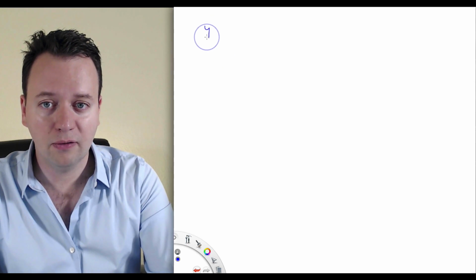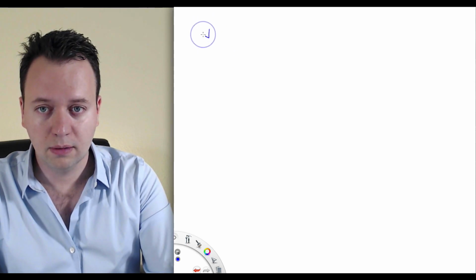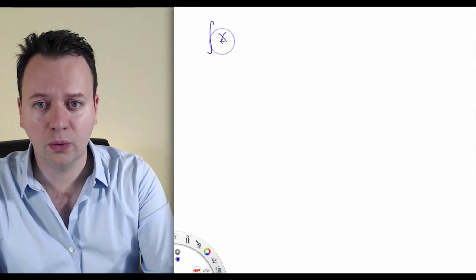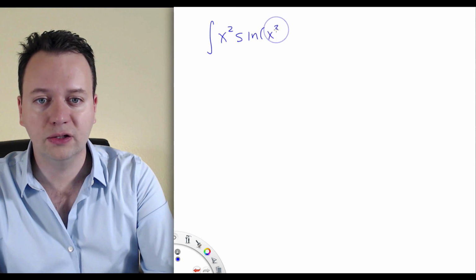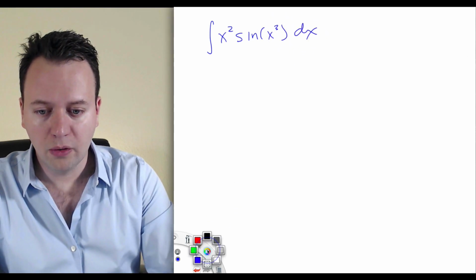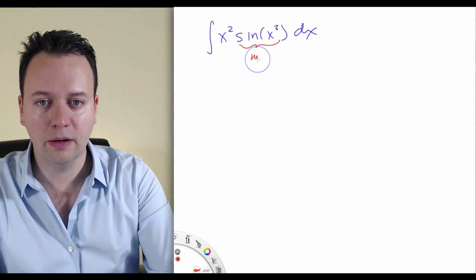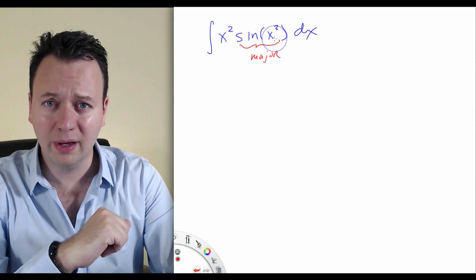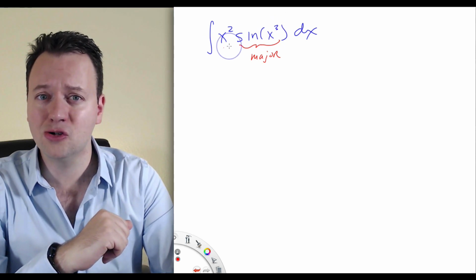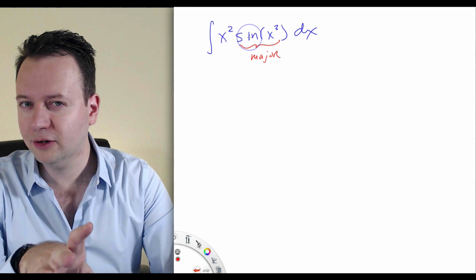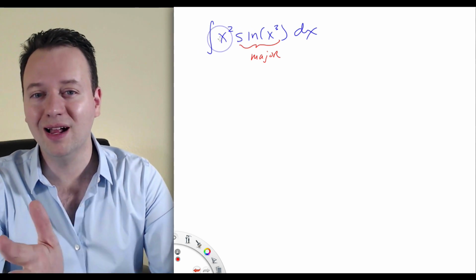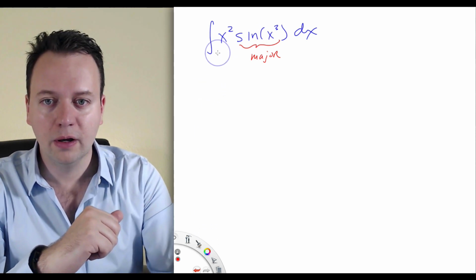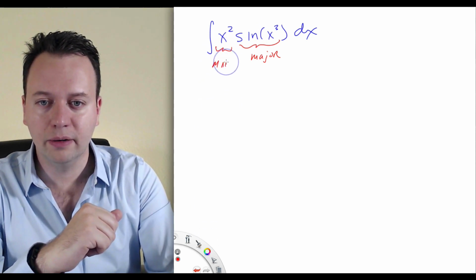So suppose we have the integral of x squared sine of x cubed. Well, the major is the big part, and the major itself has an inside function, which is x cubed. Now, the derivative of x cubed is essentially x squared. It's actually 3x squared, but when I say it's essentially x squared, I mean it's a constant times x squared. So the derivative of the inside function x cubed is essentially right here. So this we call the minor.